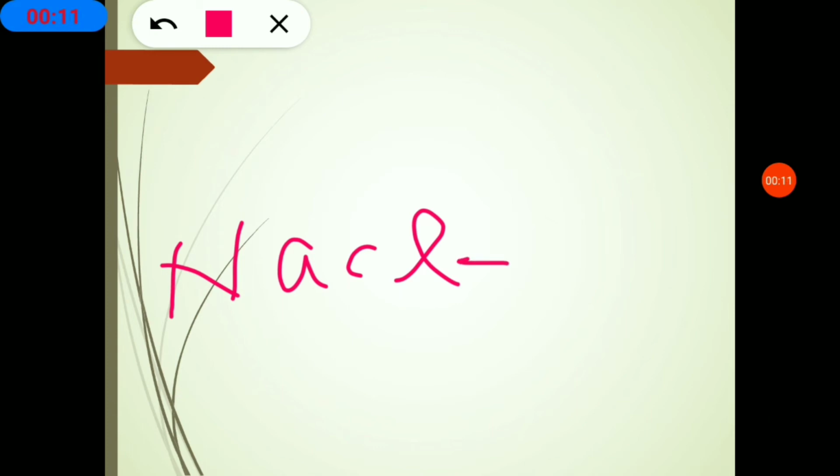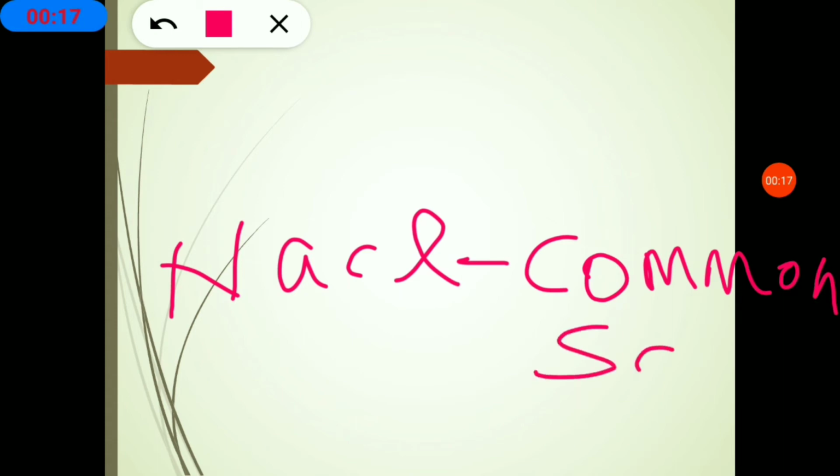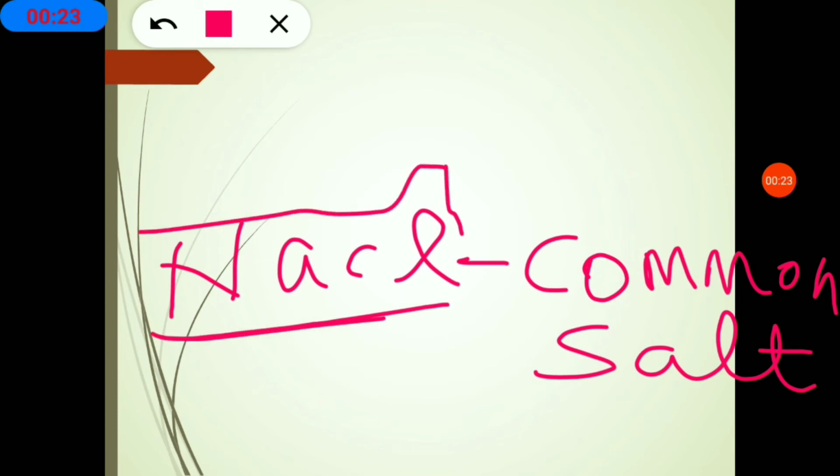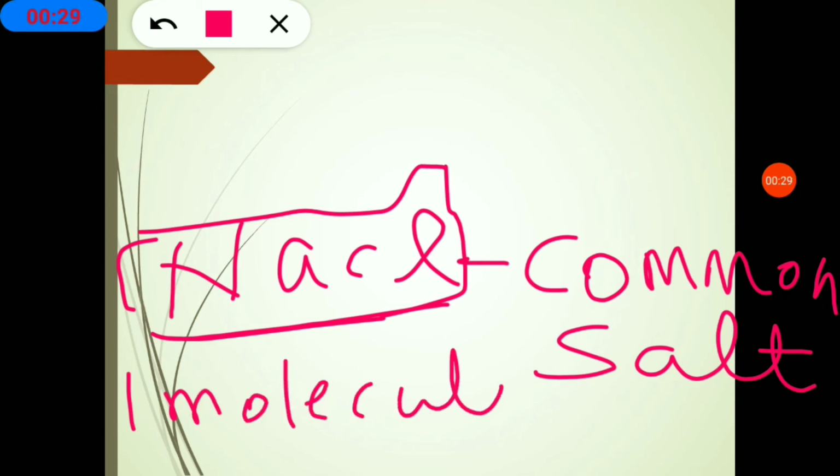And what is the sodium chloride that we use in our home? Common salt. Its chemical name only, common salt's name is sodium chloride. And this NaCl represents one molecule. What does it represent? One molecule of sodium chloride. Clear? In this case, what we observe, sodium donated one electron to the chlorine.